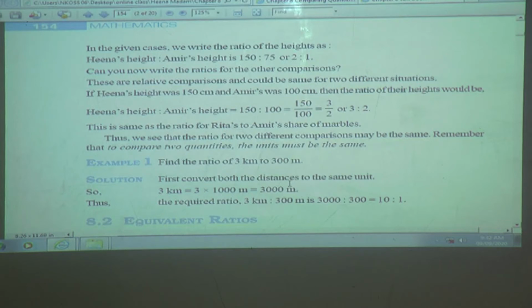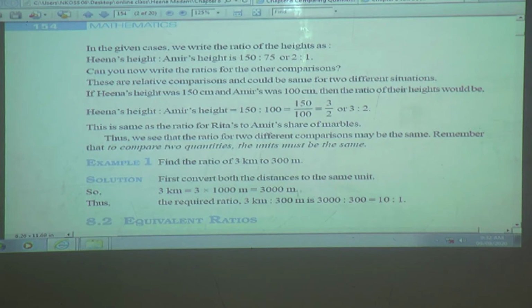So now both the units are meter. This is 300 meter, and here we have 3000 meter. Thus we can say that the required ratio of 3 kilometer to 300 meter is 3000 ratio 300. When you reduce it, we get 10:1.